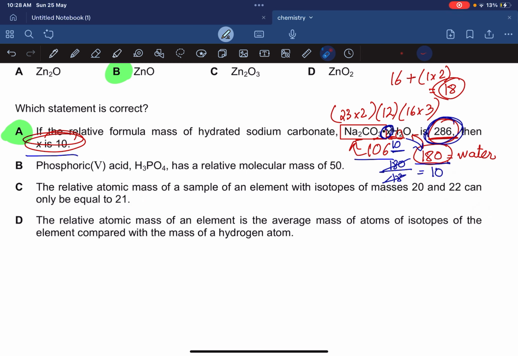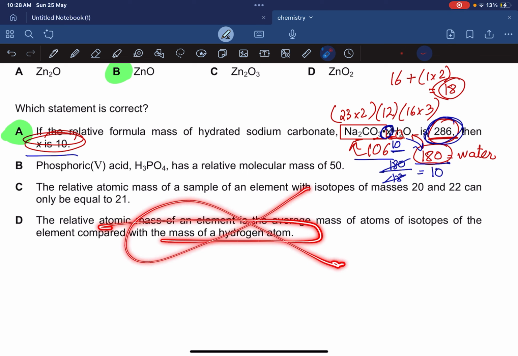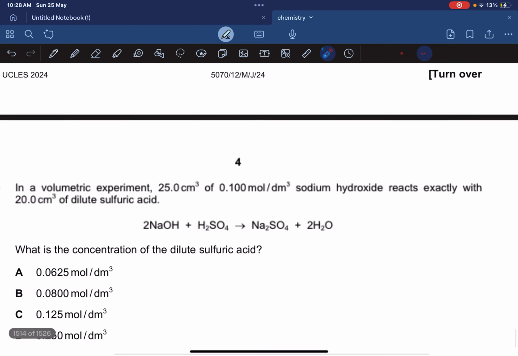Okay. The relative atomic mass of an element is the average mass of the atoms of isotopes of that element compared to the mass of a hydrogen atom, compared to the mass of 1/12 of a carbon-12 atom. Okay, so that's incorrect. Moving on.